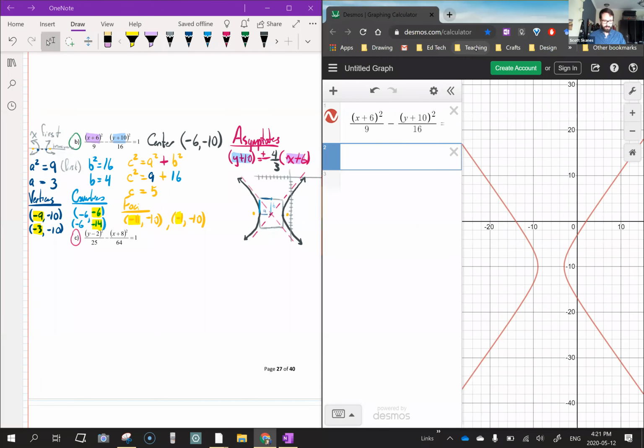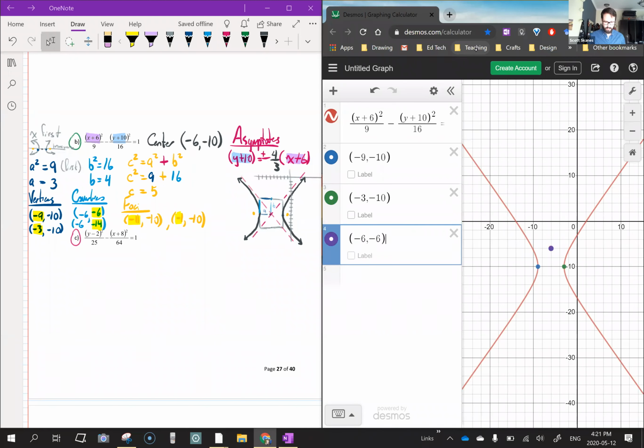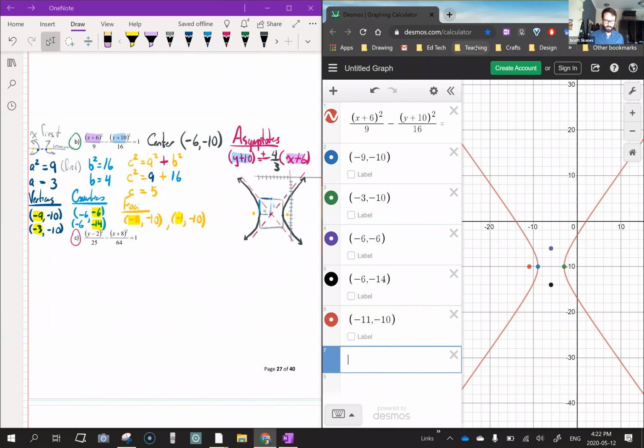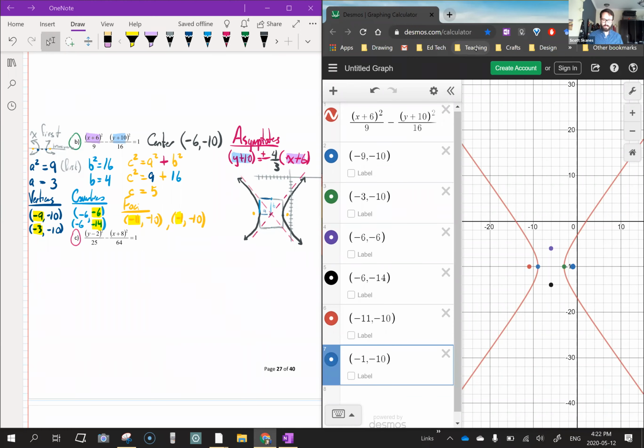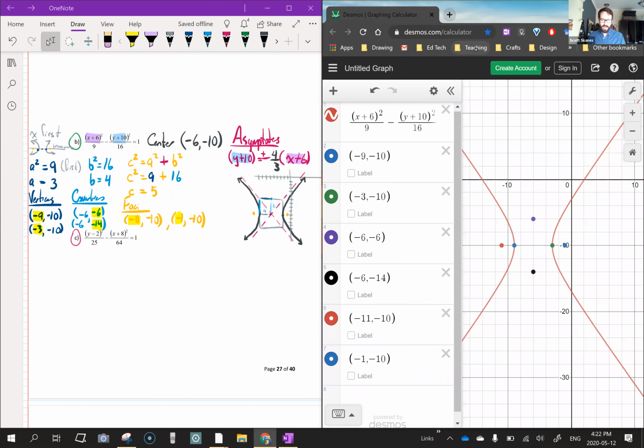Let me put in my vertices, -9, -10. -3, -10. Those are my vertices right there on the graph. Perfect. -6, -6, co-vertices. -6, -14, co-vertex. Foci, -11, -10. Good, it's inside one of the curves. That makes sense. -1, -10. It's inside the other curve. That makes sense. Perfect. And now my asymptotes.